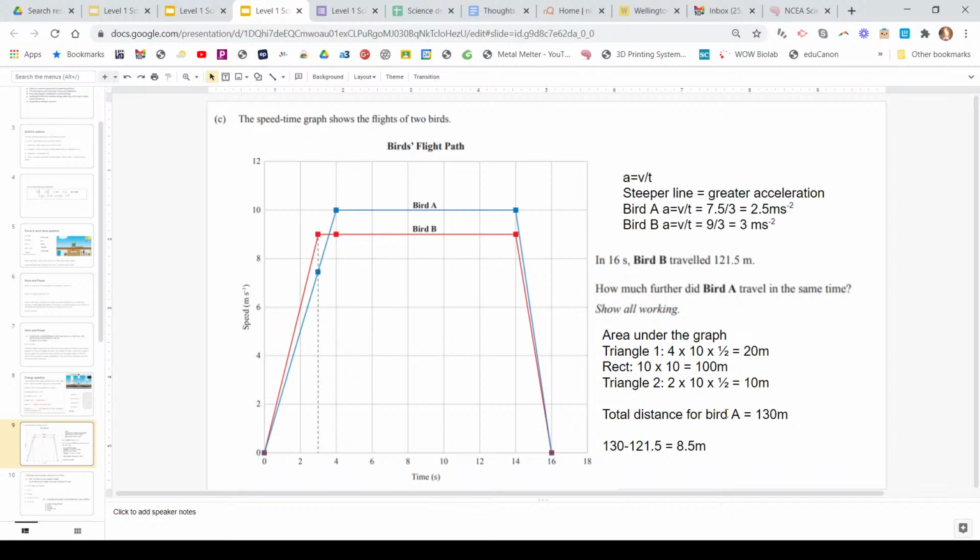And we might be asked to compare those. So in this case it says how much further did bird A travel in the same time. So if you just said 130 meters, you haven't actually answered the question. You have to show the difference between those distances to fully answer the question.